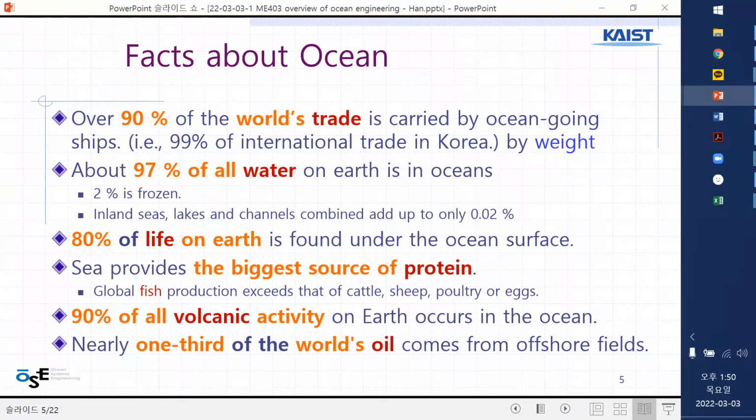I know that because if you want to get 1 kilogram of protein through land-based animal cultivation, compared to 1 kilogram of protein coming from the ocean, the feeding cost is, they say, 6 times greater. Because in the ocean there is natural food for the fish, so you don't need to give them much. And then 90% of trade and 1/3 of oil comes from the ocean.